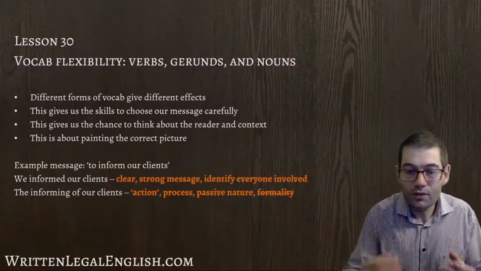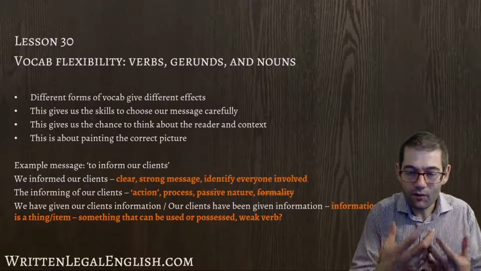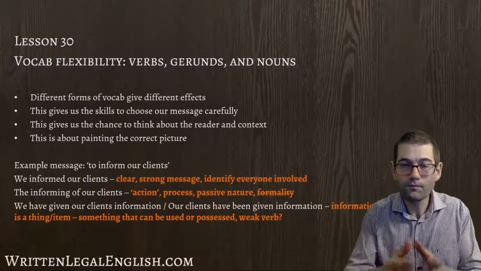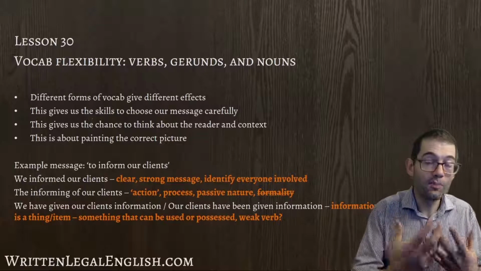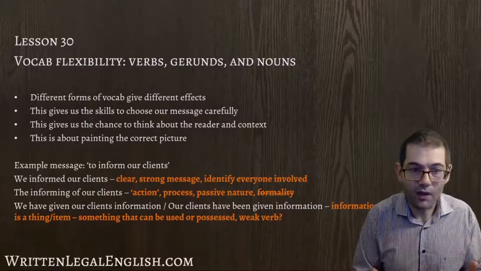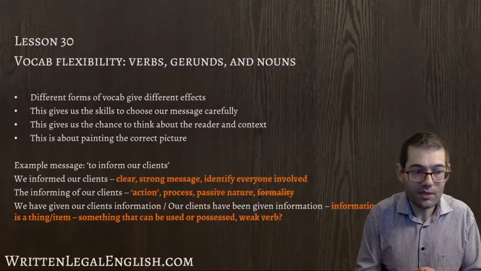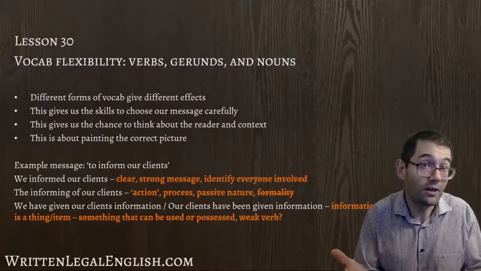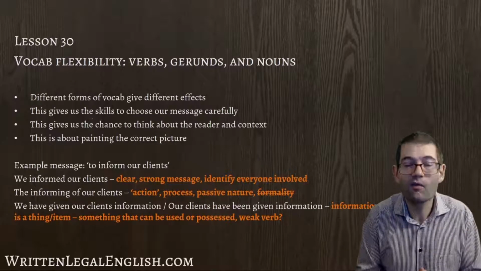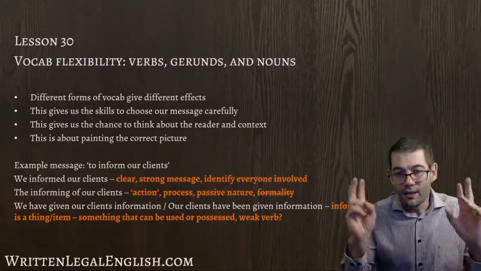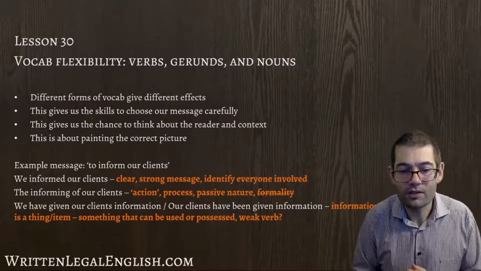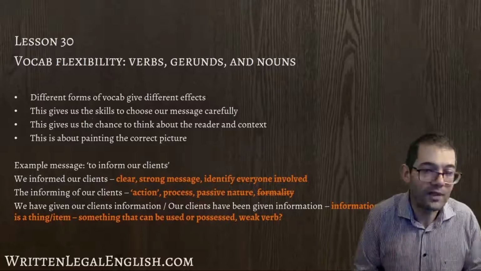We might decide to use a noun. Now, the noun from inform was information. If we're going to use information as a noun, we've got to use a supporting verb. Some people would call this a weak verb because that verb doesn't communicate the message. So we would have to say, for example, we have given our clients information, or our clients have been given information, or we might decide to use a more legalistic, horrible verb. We have provided our clients information. Our clients have been provided with information.